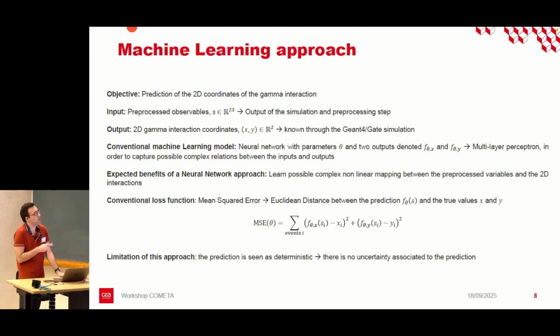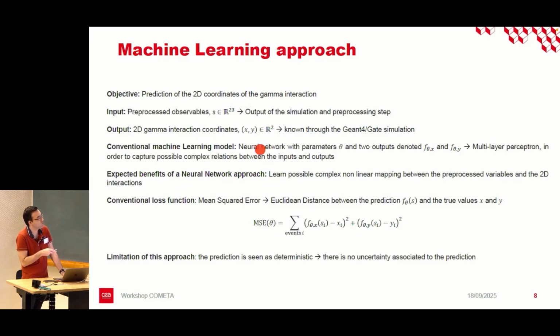So, as a summary for the machine learning approach, our objective is to predict the 2D coordinates of the gamma ray interactions. The input is the preprocessed variables that are extracted from the complex signals, these ones are the output of the simulation and the preprocessing step. The output of the machine learning will be the 2D gamma interaction coordinates that we can know because we use Geant4 simulation, so we can store these interaction coordinates event by event.